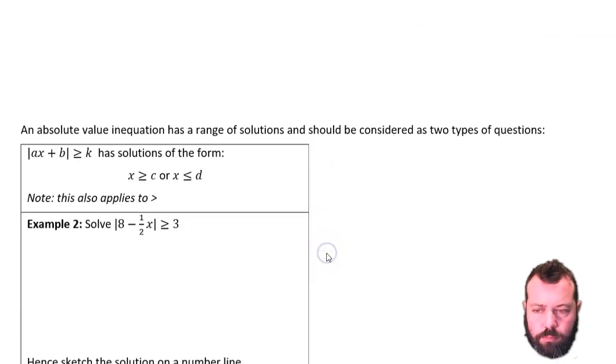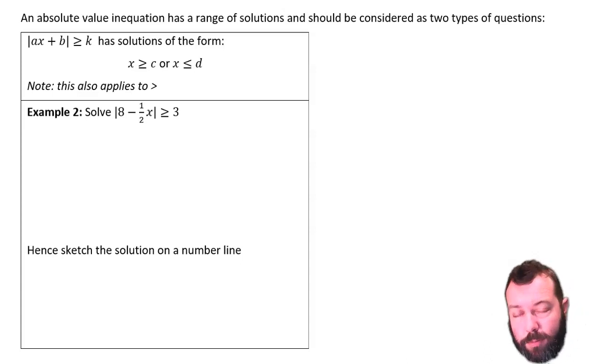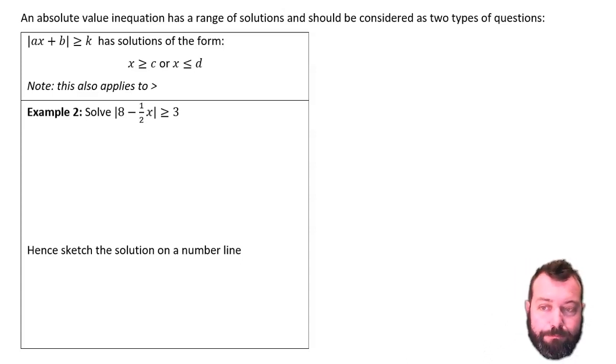Now, moving along. Absolute value inequations. What's going to happen? Because we get two solutions, I either get the outside bits or the inside bits. I either get x sandwiched between two values, or I find x is less than the small number and greater than the big number.